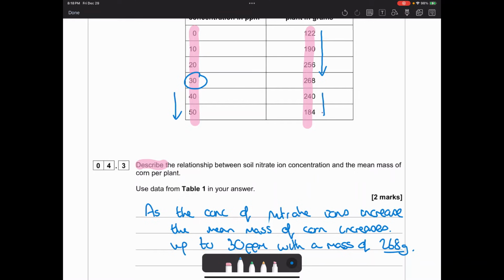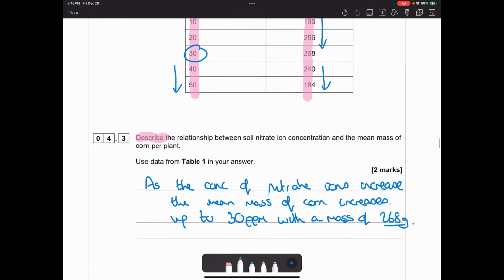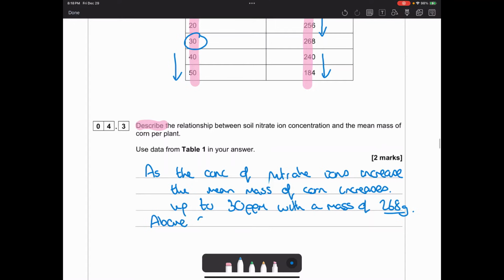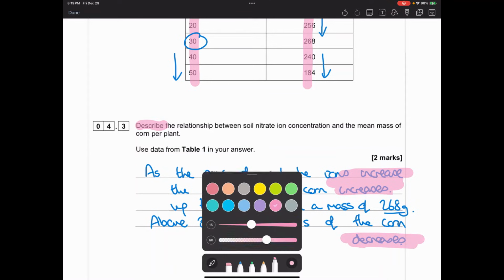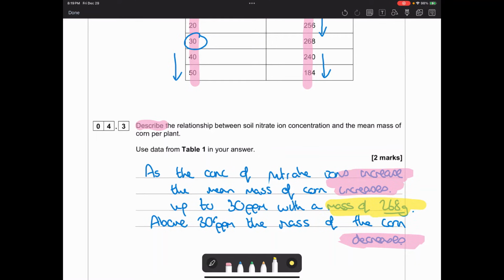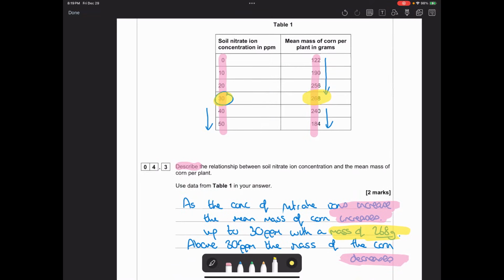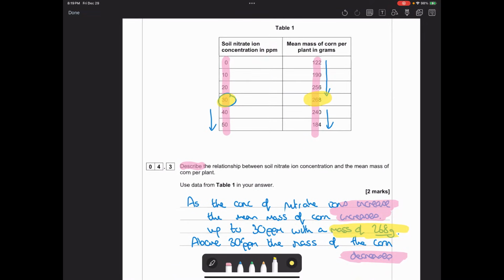Our mass is then decreasing as I add more nitrate ions. Above 30 ppm, the mass of the corn decreases. Now, in order to get the marks here, you need 1 mark for saying it increases and you have to say it decreases, and 1 mark for identifying that the maximum mass is at 30 with 268. So make sure you always talk about the peak or the highest amount on the table.